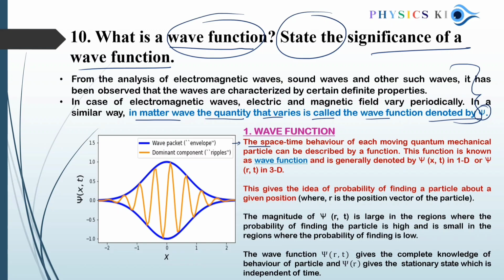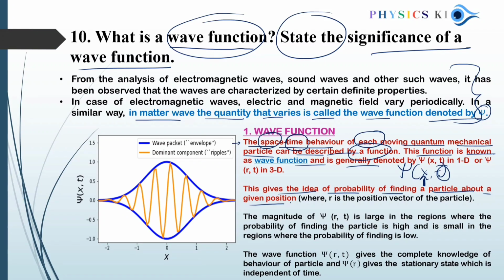The space-time behavior of each moving quantum mechanical particle can be described by a function, and that function is known as a wave function. Generally we denote it as psi of x and t, where x denotes space and t denotes time, of a moving quantum mechanical particle. And this gives the idea of the probability of finding the particle about a given position.